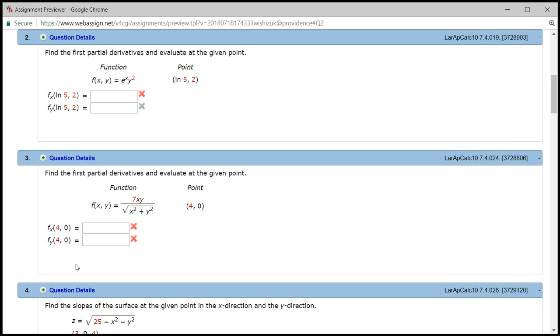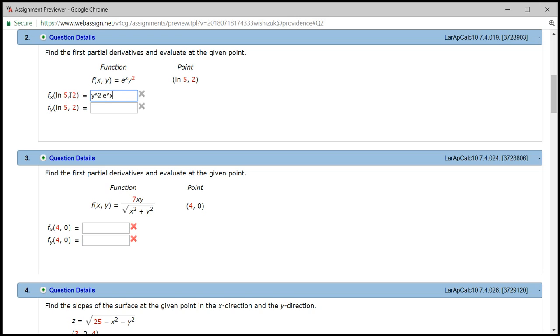All right, let's look at the homework 7.4, number 2. All right, so let's do that. Partial with respect to x would be, so y squared is just a number, so I'm just going to put y squared. Then you take the partial derivative of e to the x with respect to x, so it's still going to be e to the x, right?